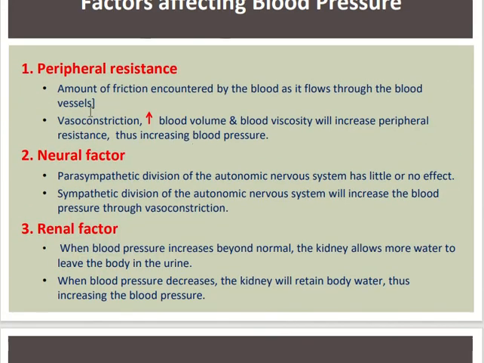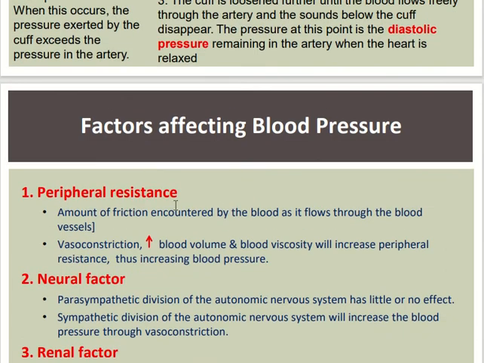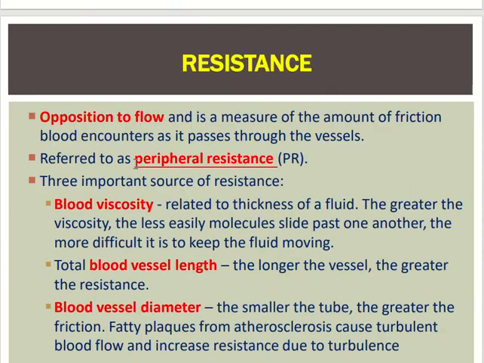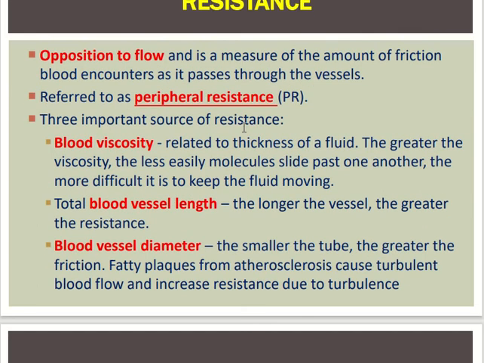And then when we look back at the peripheral resistance here. So peripheral resistance, okay, as I mentioned earlier, refers to the amount of friction in the blood vessel, and there are three important sources of resistance. The first one is blood viscosity. Blood viscosity refers to the thickness of the blood. The greater the thickness of the blood, the fewer molecules will slide past one another, so more friction. Okay, and then next is total blood vessel length. So the longer the vessel, the greater will be the resistance. Last but not least is blood vessel diameter. Okay, so the smaller the blood vessel diameter, the greater will be the friction.